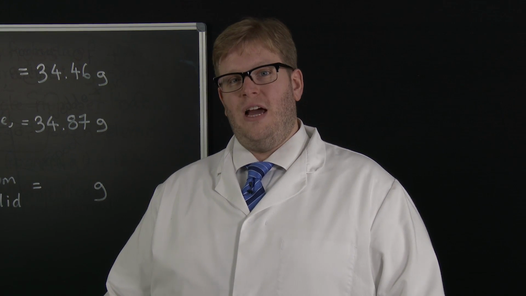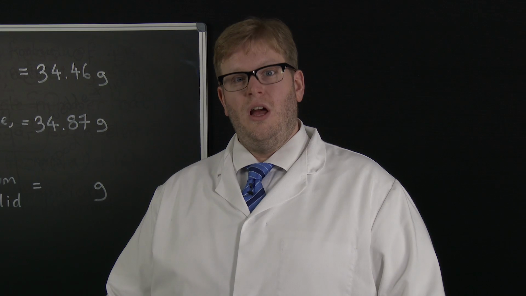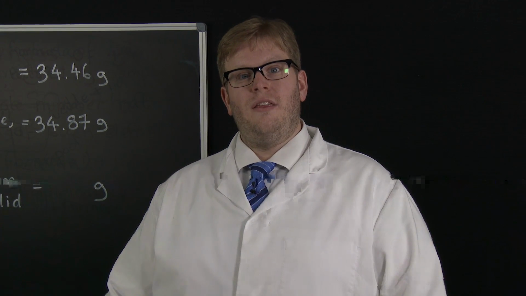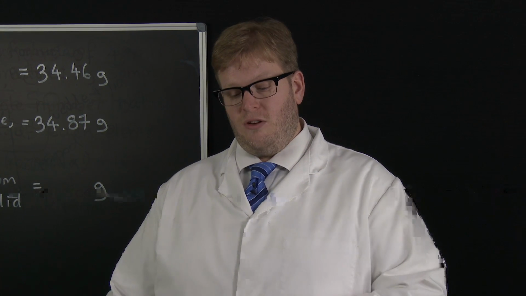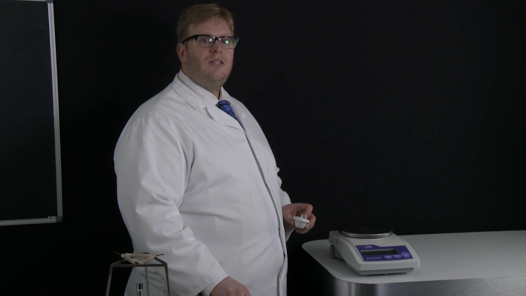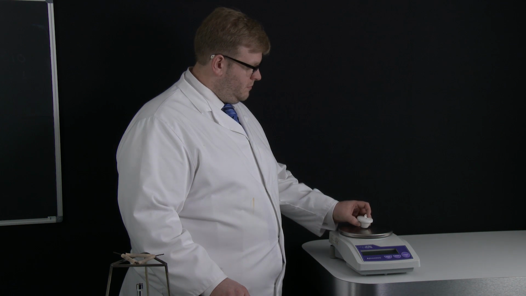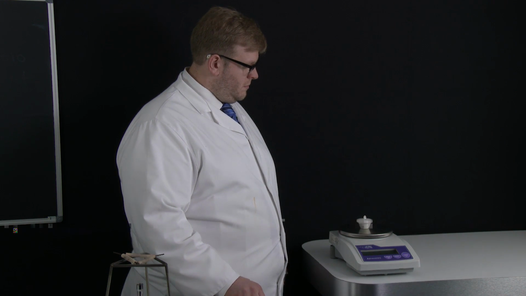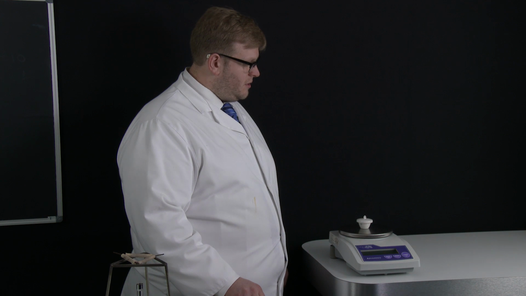It's been half an hour now, and we have a cold crucible of magnesium oxide. The next measurement we need to make is the crucible with the magnesium oxide in it. So let's take the mass of the magnesium oxide in the crucible. The mass comes out to be 35.12 grams. Let's record that in the table and do the calculation.